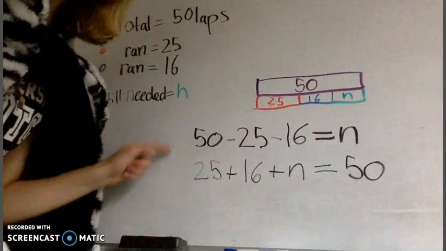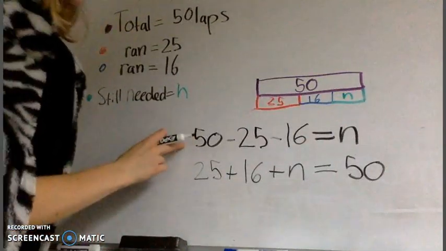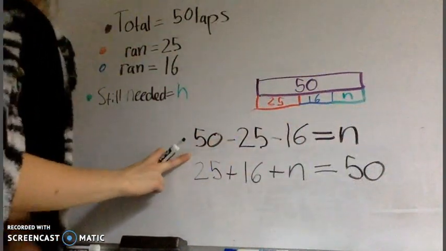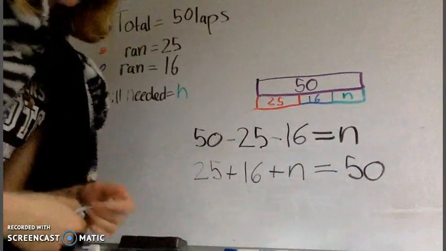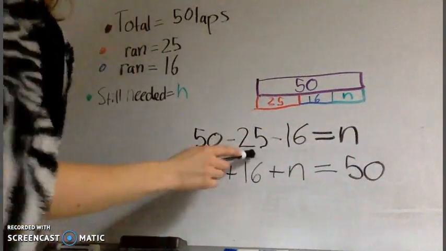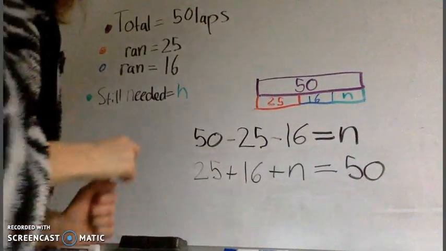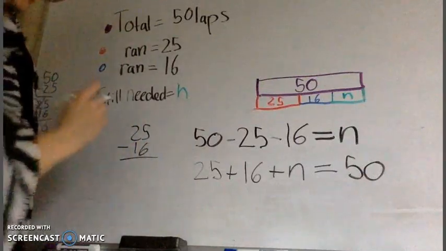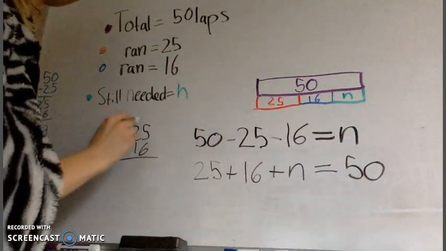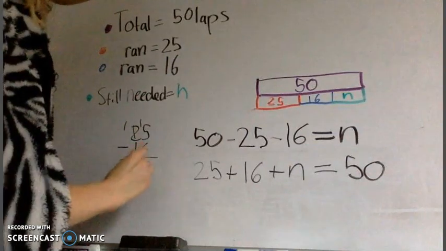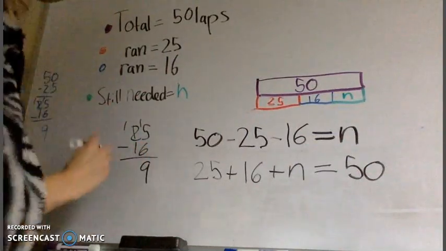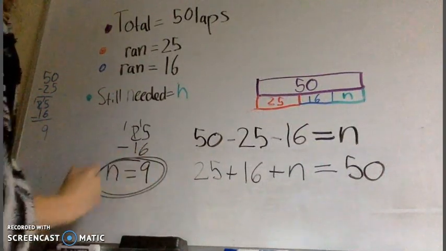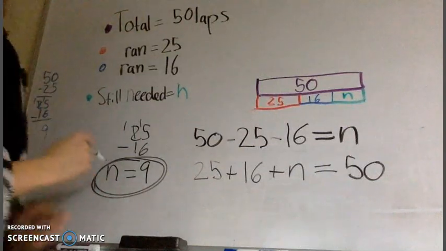Now you can choose either one of these to solve for n. I personally think this top one will be easier because it already sets me up for what I need to do. So 50 minus 25, I'm going to do that in my head. 50 minus 25 is 25. Okay, 25 minus 16 is, let's find out. I have to borrow because I can't take 6 away from 5. 15 minus 6 is 9. So my n equals 9. That is how many laps that I still need to run.